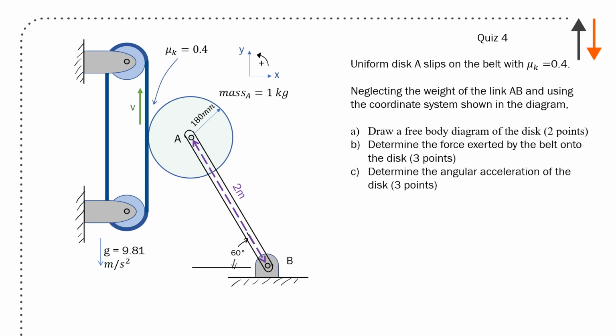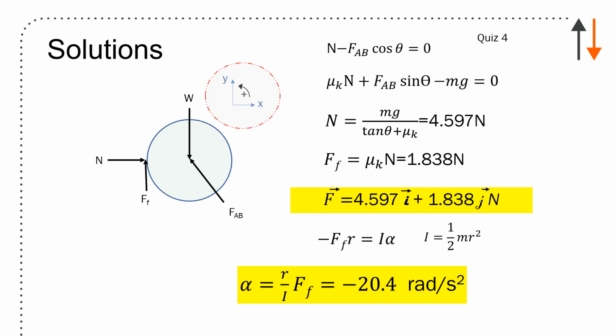Draw a free body diagram of the disk, and this is something you should be doing just normally. Determine the forces exerted by the belt onto the disk, and determine the angular acceleration. So if you put all the terms in, over here you have all of the forces: the normal force, the friction force, the weight acting downward, and the force of the link AB.